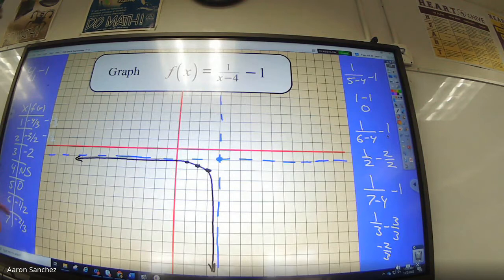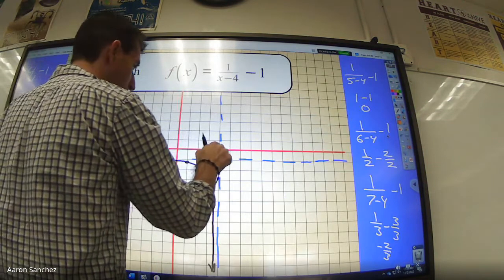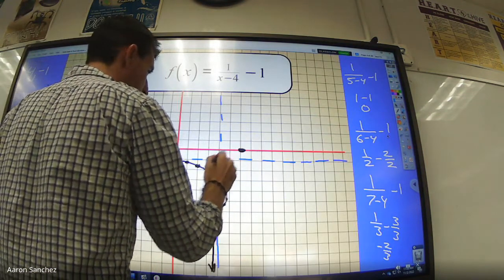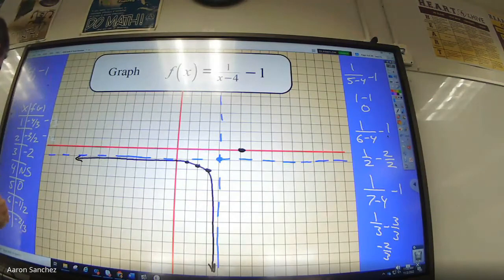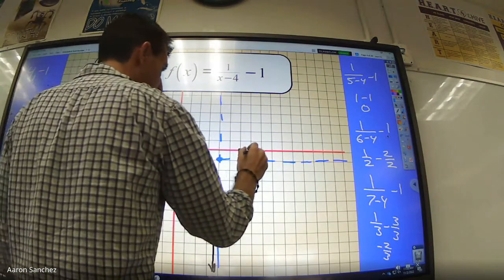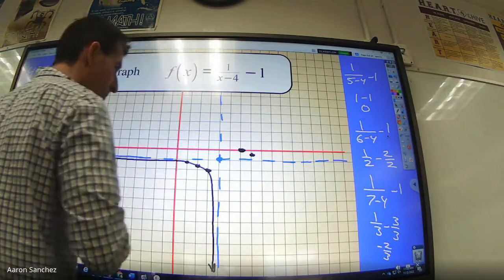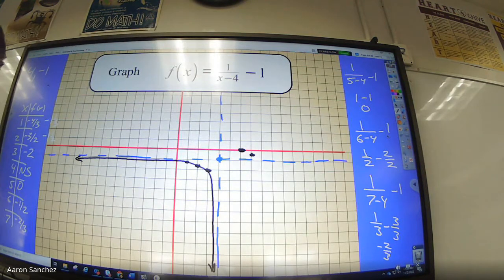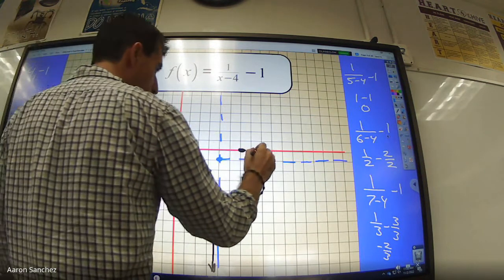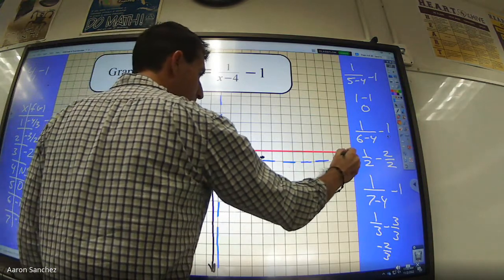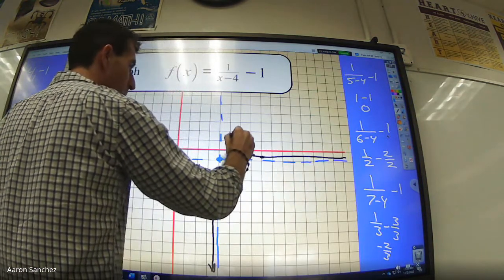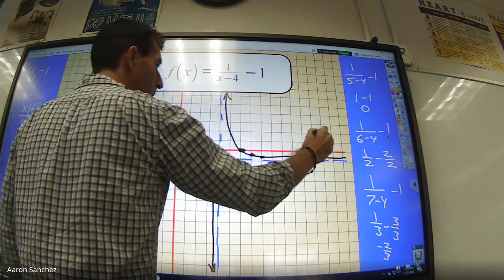Okay, 5, 0. 1, 2, 3, 4, 5, 0. And then 6 and negative a half. And then I know 7 and negative 2 thirds, which is closer. And so then you hug it. You got it. Boom, boom.